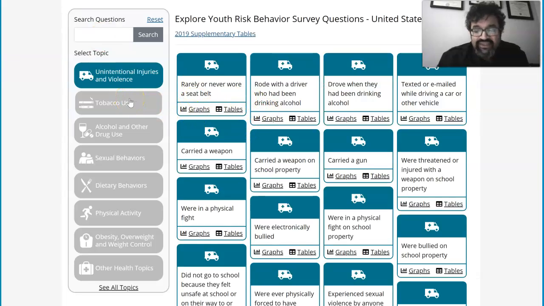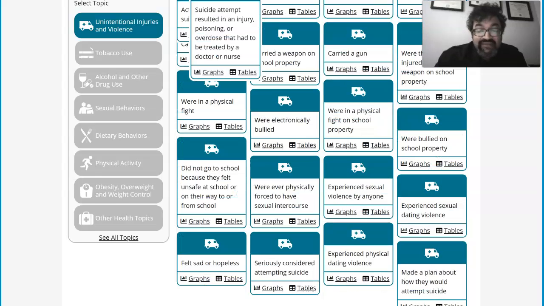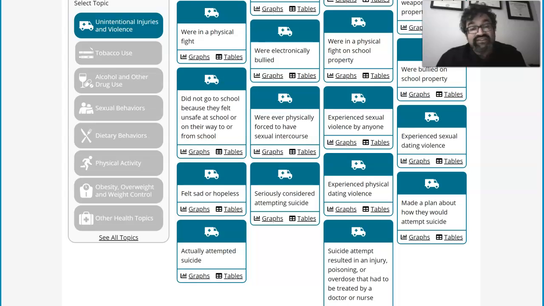Now, this also gives ideas for interventions. So carrying a gun, or electronically bullied. Perfect example of public service announcements that can be implemented. Were ever physically forced to have sexual intercourse or experienced sexual violence by anyone. Even dating violence is part of this. Seriously considered attempting suicide or suicide attempt resulting in an injury, poisoning, or overdose that had to be treated by a doctor or nurse. So these are all different areas.